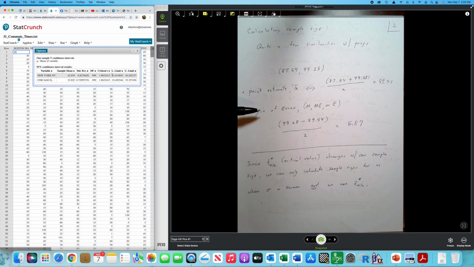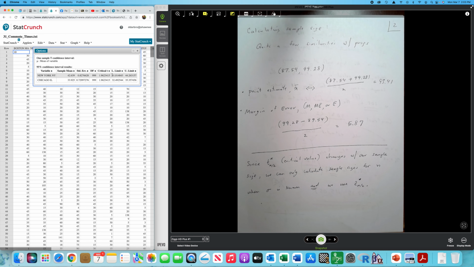The margin of error, which again, depending on the textbook you use, can be a cap M, a cap ME, or just an E, is found by taking the big number minus the small number divided by 2. So 99.28 is the big number, the value to the right, and 87.54 is the small number in the confidence interval. So we get the margin of error to be 5.87.